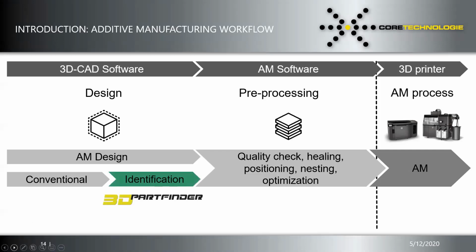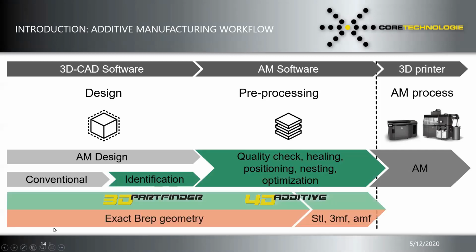So the first product that David talked about is the 3D Part Finder. It tackles this identification problem: we have a big database of conventionally designed parts, and we want to know where the use cases for 3D printing are. And this is where 3D Part Finder comes in, to filter the big database and to find use cases that can be really good for 3D printing.